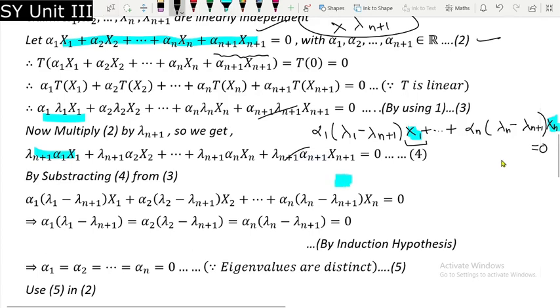So this will imply alpha 1 times lambda 1 minus lambda n plus 1, and so on, I have written it here, equal to alpha 2 times lambda 2 minus lambda n plus 1, and so on, will be equal to 0. This is by the induction hypothesis. But since these eigenvalues are distinct, lambda 1 is not equal to lambda n plus 1, therefore this quantity is non-zero, therefore alpha 1 will be 0. Similarly this quantity is also non-zero, therefore alpha 2 will be 0, and so on. In this way alpha 1, alpha 2 and so on up to alpha n will be equal to 0.